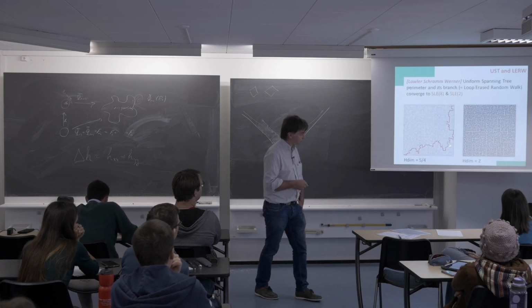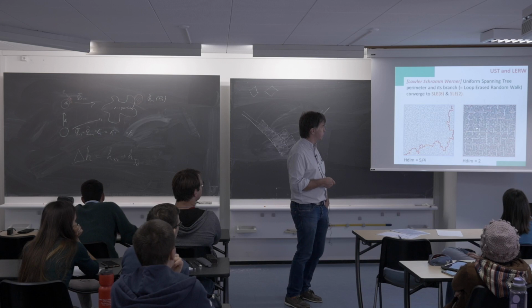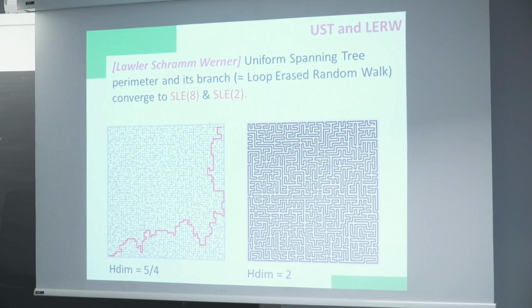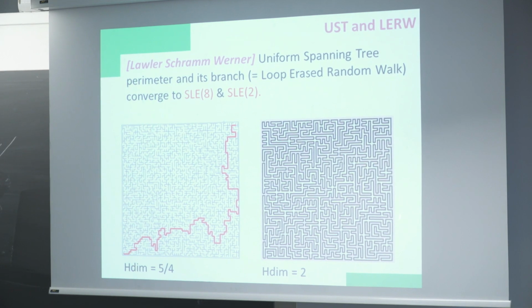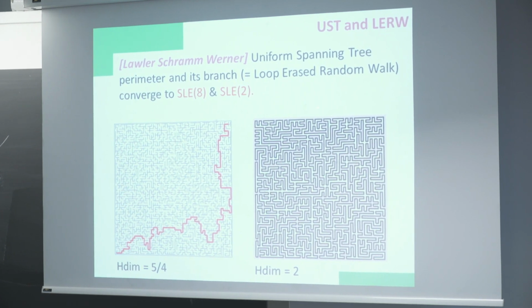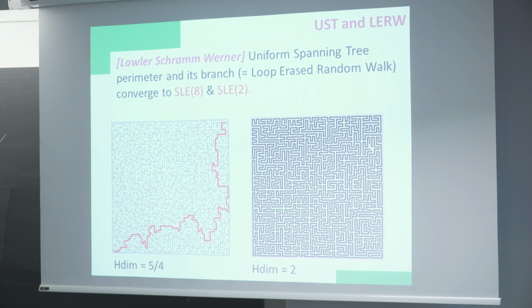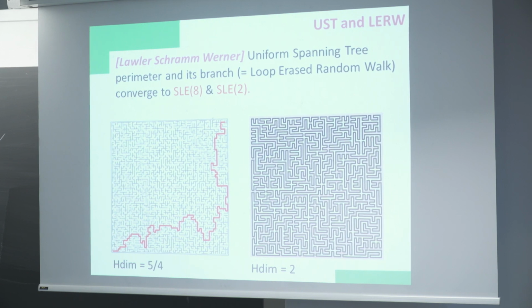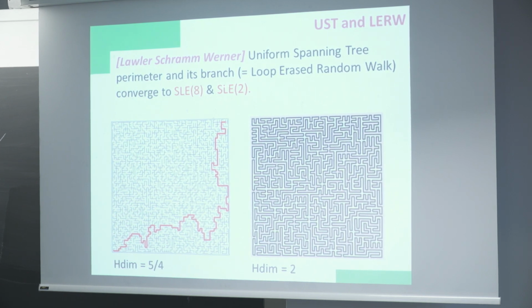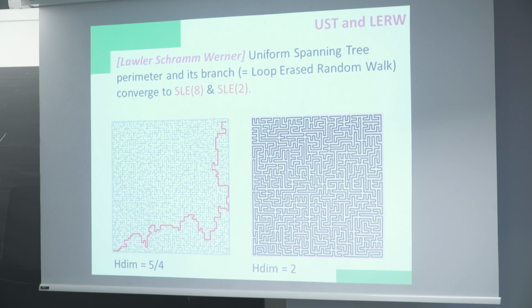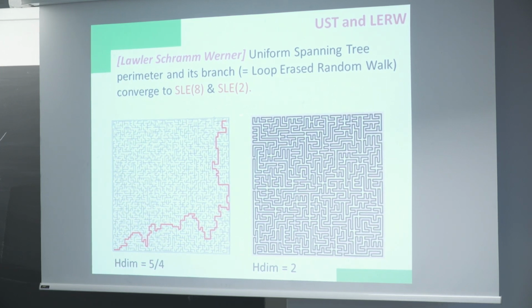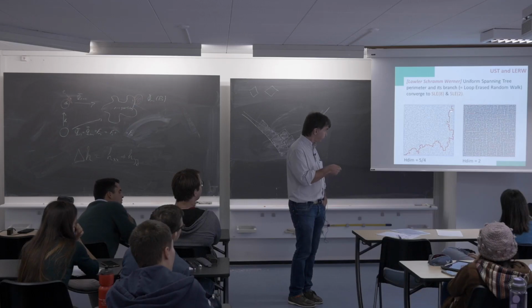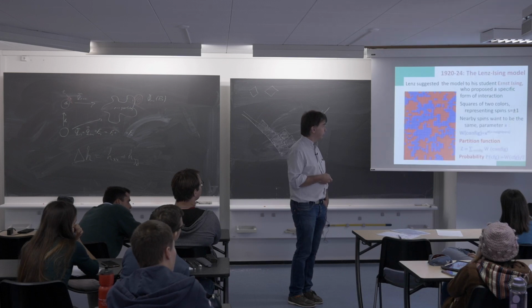You can do another simple model. So this simple model is called uniform spanning tree. You take all the possible labyrinths with equal probability. You take all the possible trees, all the possible labyrinths you can make out of a square. So the limit will be a random Peano curve of dimension 2, and it's apparently described by this sort of Loewner process with parameter 8. If you take one branch of a tree, it will be parameter 2.